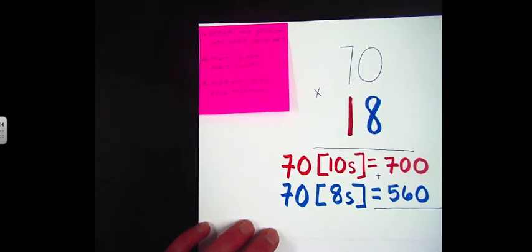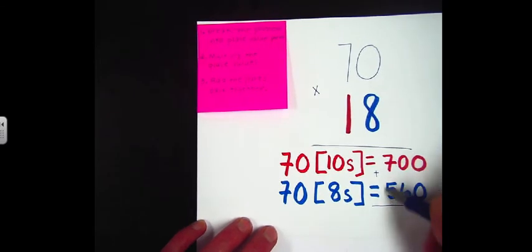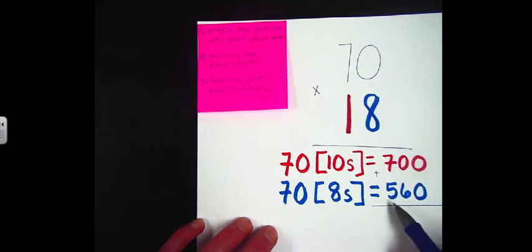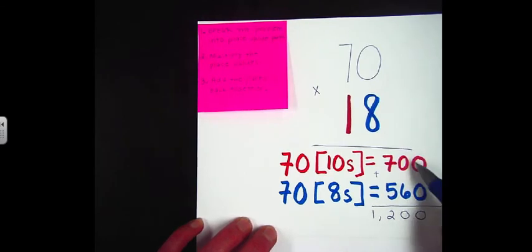So what Mrs. G just reminded us about is that we're going to start with our biggest place value, which would be the hundreds digit, and I have 7 in the hundreds digit and 5 in the hundreds digit. So I know that 700 plus 500 is going to be 1,200.